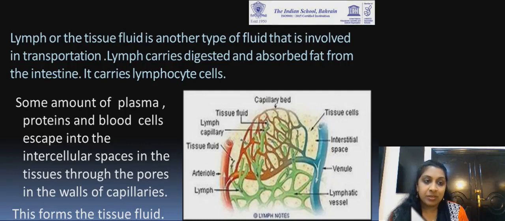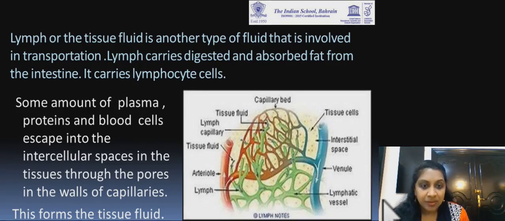Now I would like to mention the differences between the lymph and blood. Lymph is colorless, while blood is red in color due to the presence of hemoglobin. Lymph contains lymphocytes, while blood contains plasma, red blood cells, white blood cells and platelets. Lymph contains less proteins, while blood contains more proteins. So lymph is different from that of blood.